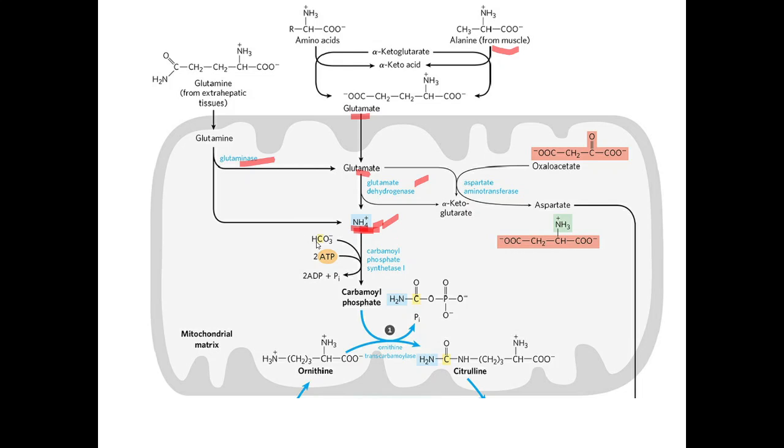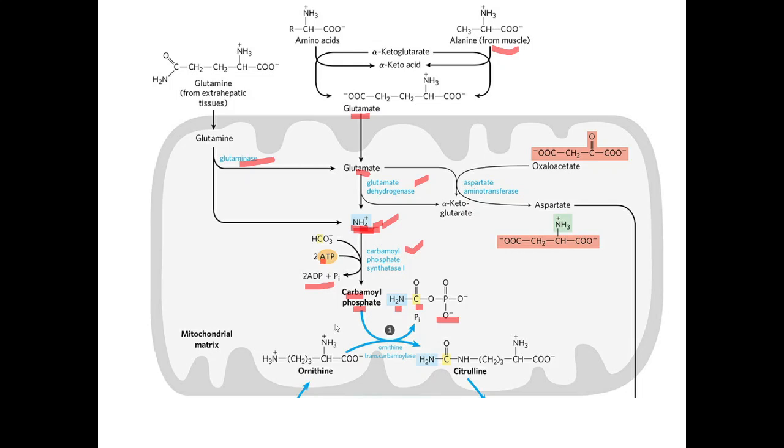This ammonia combines with the bicarbonate ion, HCO3 minus, and with the help of 2 ATP, it gets converted into 2 ADP plus inorganic phosphate, and the reaction is catalyzed by carbamoyl phosphate synthetase. So the ammonia, the carbon of the bicarbonate, C double bond O, and the phosphate group from the ATP molecule form the carbamoyl phosphate molecule.